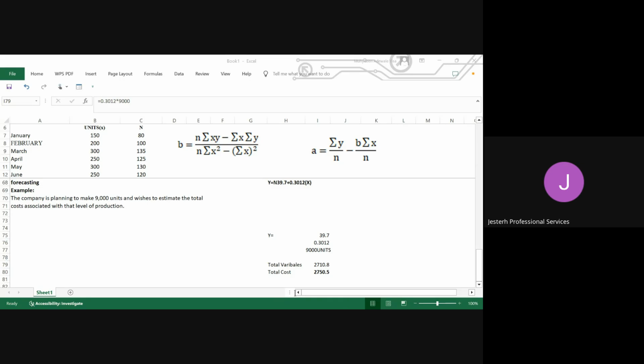Now, let me share the screen of our notes. Let me share the screen, so that we will just round up because we still have, okay. All right.